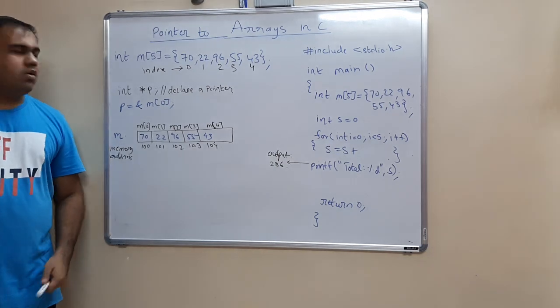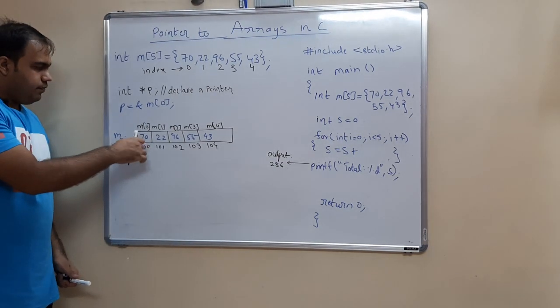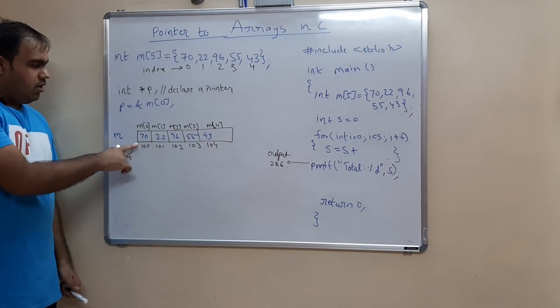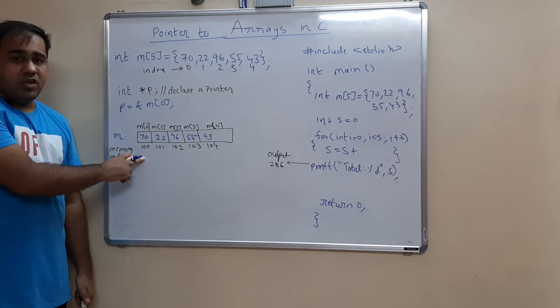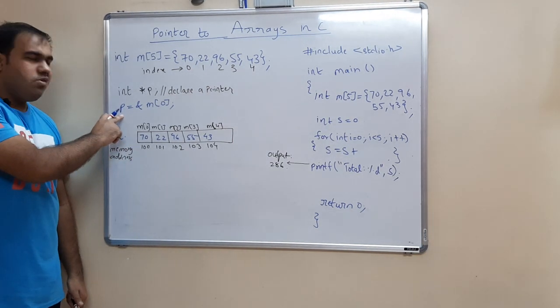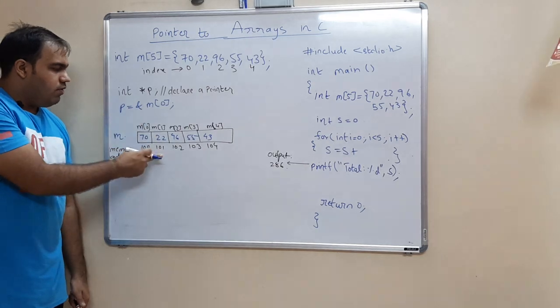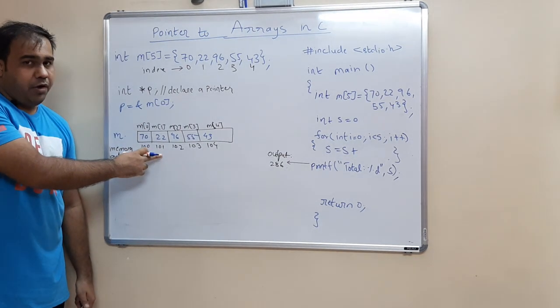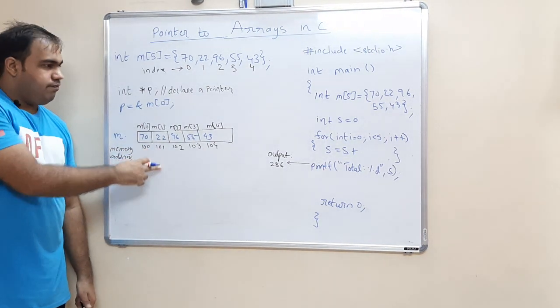Where is m of 0? M of 0 is here, this guy. So address of m of 0, which is 100. So p will hold the value 100. Okay, if I do p equals p plus 1, p will hold the value 101, and it will thus point to m of 1.